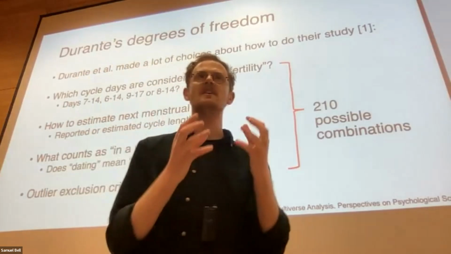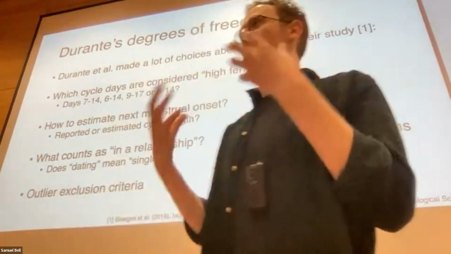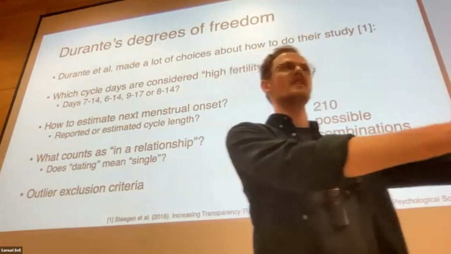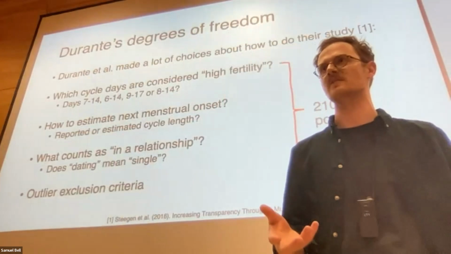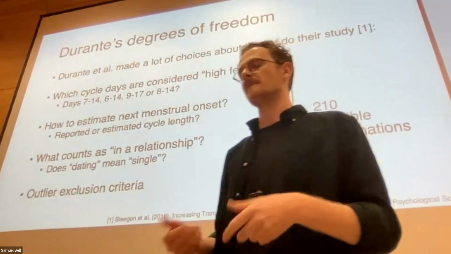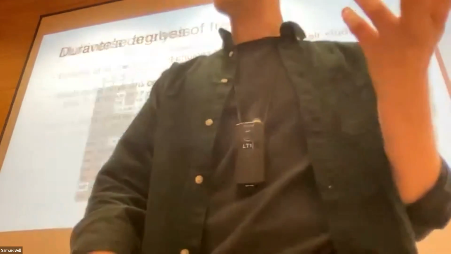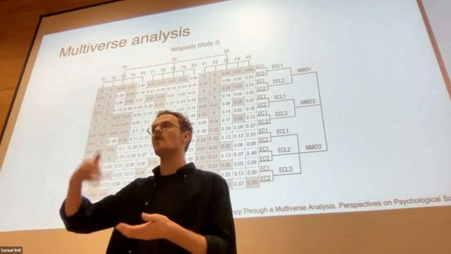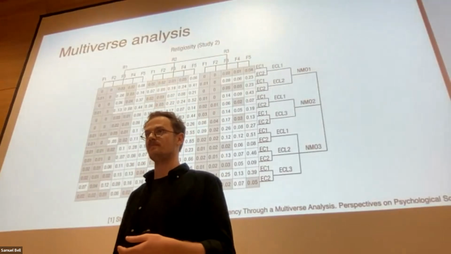If you think about you in your universe doing your experiment, and then you think about someone else in a subsequent universe and someone else in a different universe, and they're all doing slightly different versions of the experiment, what would the conclusion look like? And actually what Steegen et al. do is exactly this. They rerun the analysis over and over and over again under all of those different decisions.